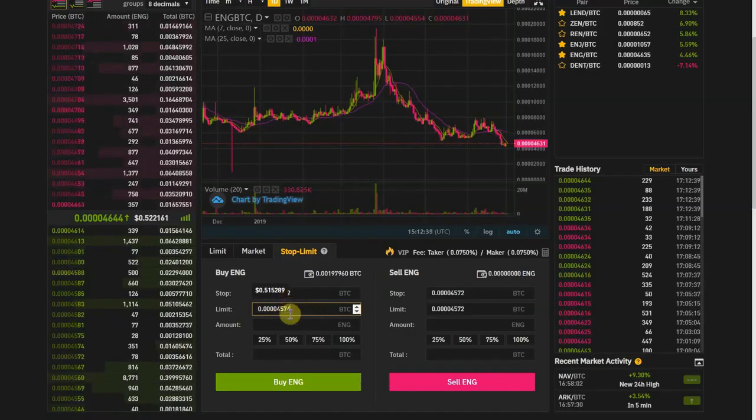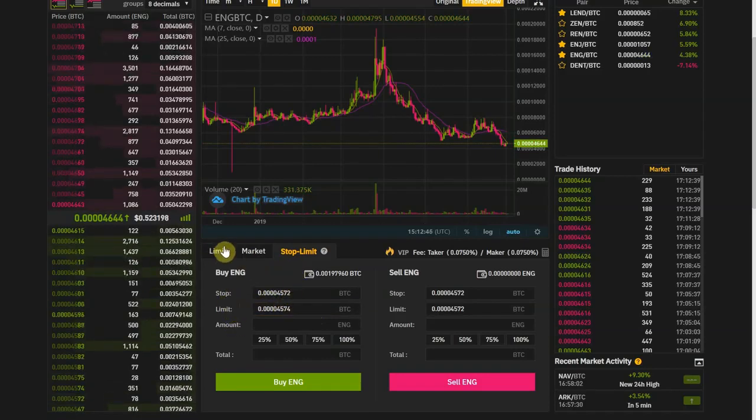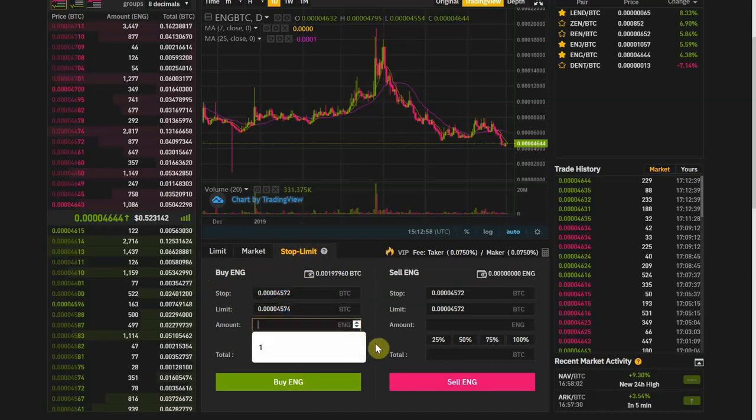Okay, I think it's pretty easy to understand like this. So the only difference is that with the limit and the stop limit, you have to select like a target, which is called the stop, and then you decide which limit order you want to place. And again, it's the same thing. It's even lower.